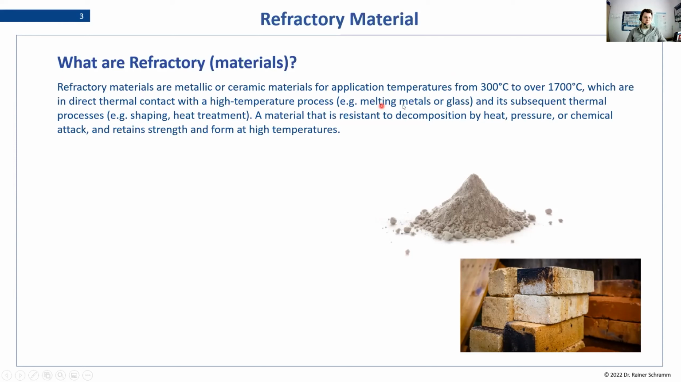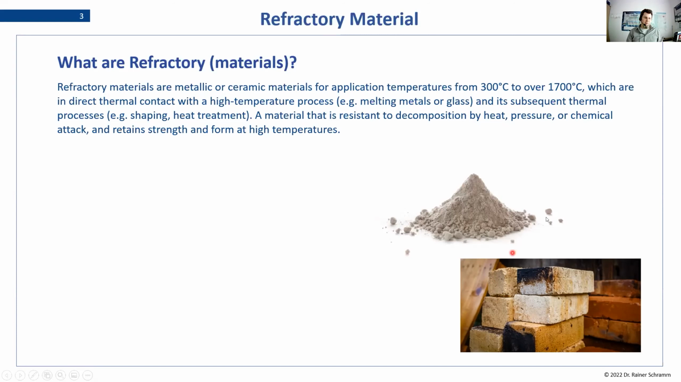They are used, for example, in metal plants or in glassworks, and also in the subsequent thermal processing. So we're talking about casting, shaping, and all the things where you would heat a metal, for example, to form or mold it into a different form. These materials need to be resistant to decomposition by heat, pressure, or chemical attack in order to be efficient and to work with the process.